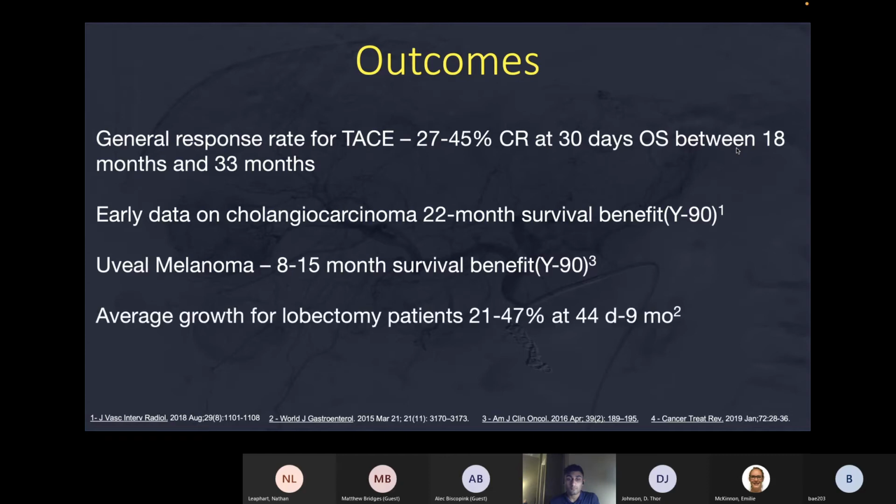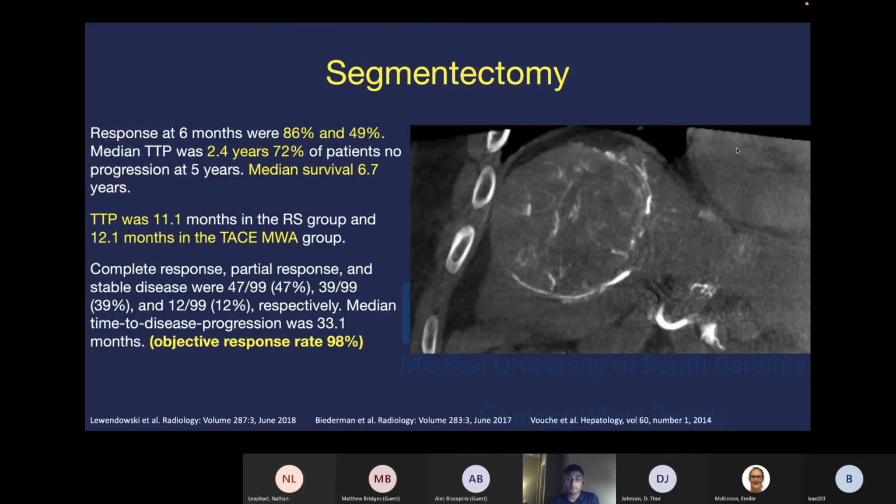Average growth for lobectomy patients, when you're trying to get them to surgery for the left lobe, is 21 to 47%, and you're also growing the other side of the liver, so it's helpful from that standpoint because you're also treating the tumor. And when you look at segmentectomy dosing, which is when you put the dose that you'd give for a whole lobe into just one segment and you can put between 500 and 1,000 gray into that tumor, the response at 6 months was 86% and 49%.